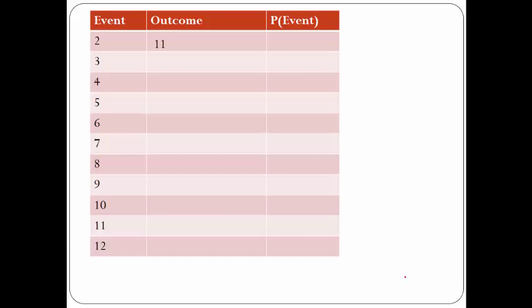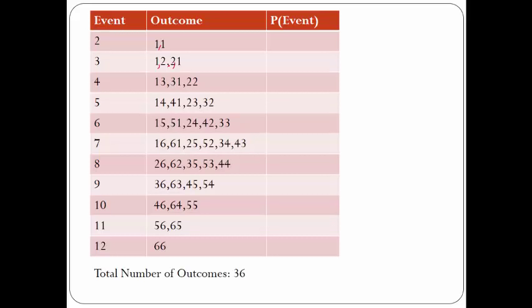So there's one way to roll a 2. You roll a 1, a 1. However, if you get a 3, you could roll a 1 and a 2, or you could roll a 2 and a 1. So there's two ways to get a 3. Kind of keep rolling through this thing. You get a 4, you roll 1, 3, 3, 1, 2, and a 2. You keep going through this thing, and all of a sudden we see it's 36 total outcomes. This is our sample space.